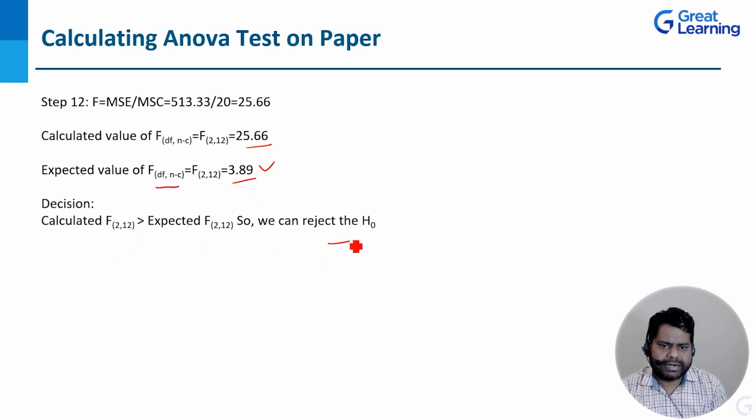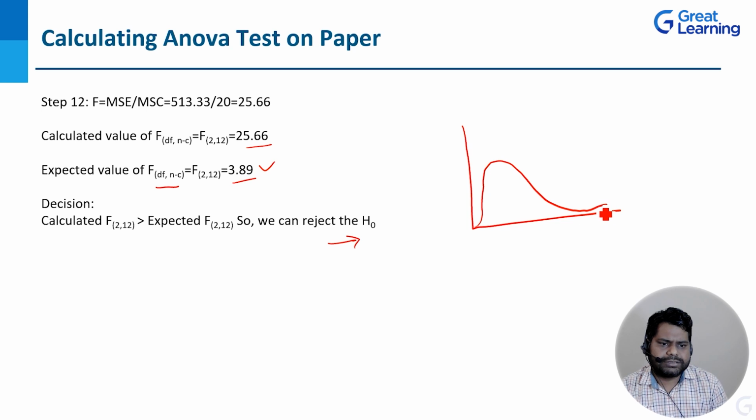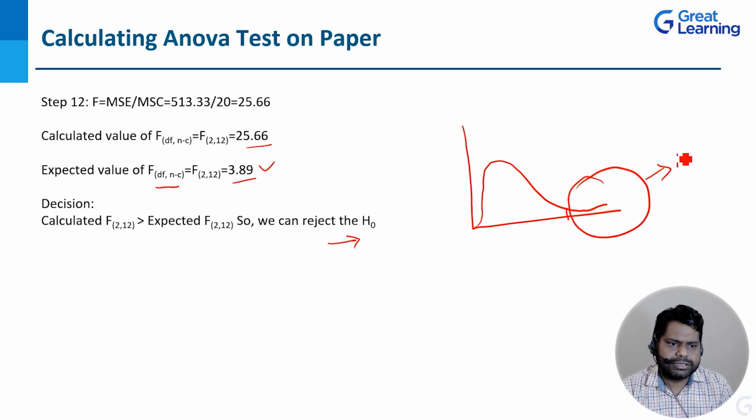So we can reject the null hypothesis. If we remember the F distribution plot, this number lies in the right portion. Our F value lies within this range, so we can reject the null hypothesis.